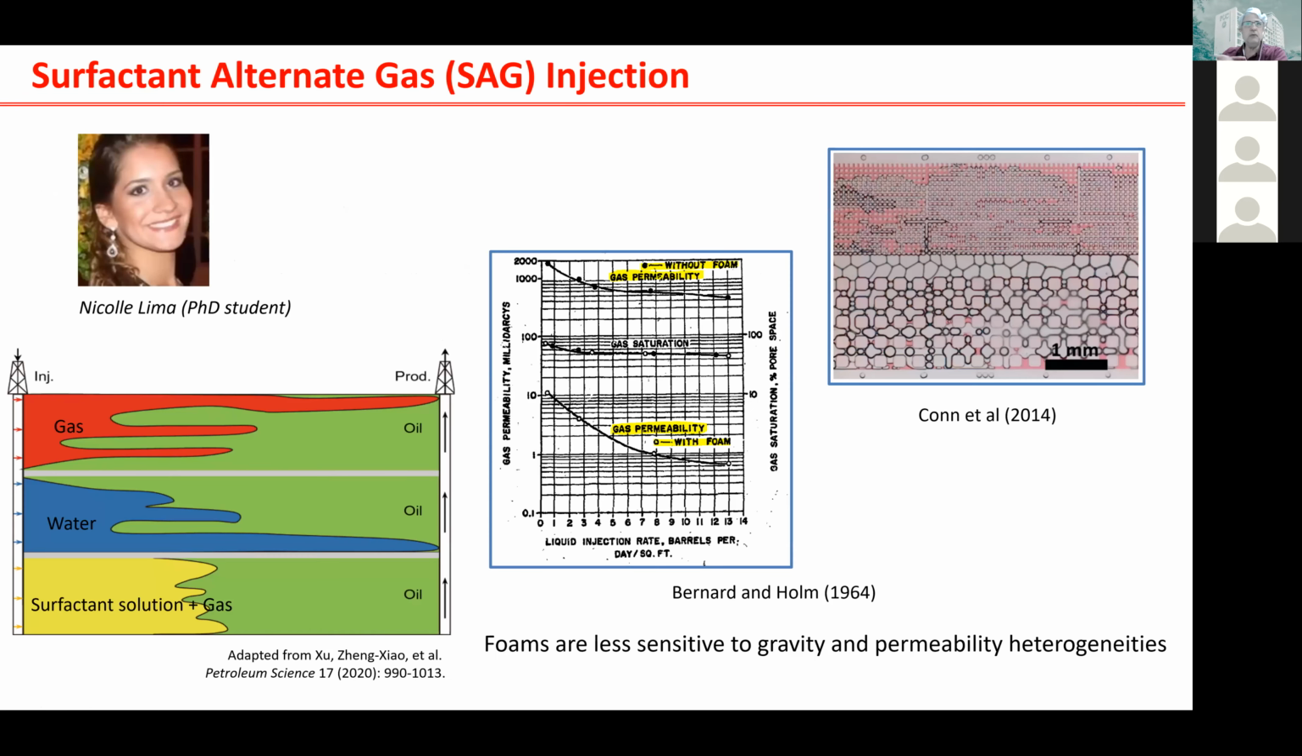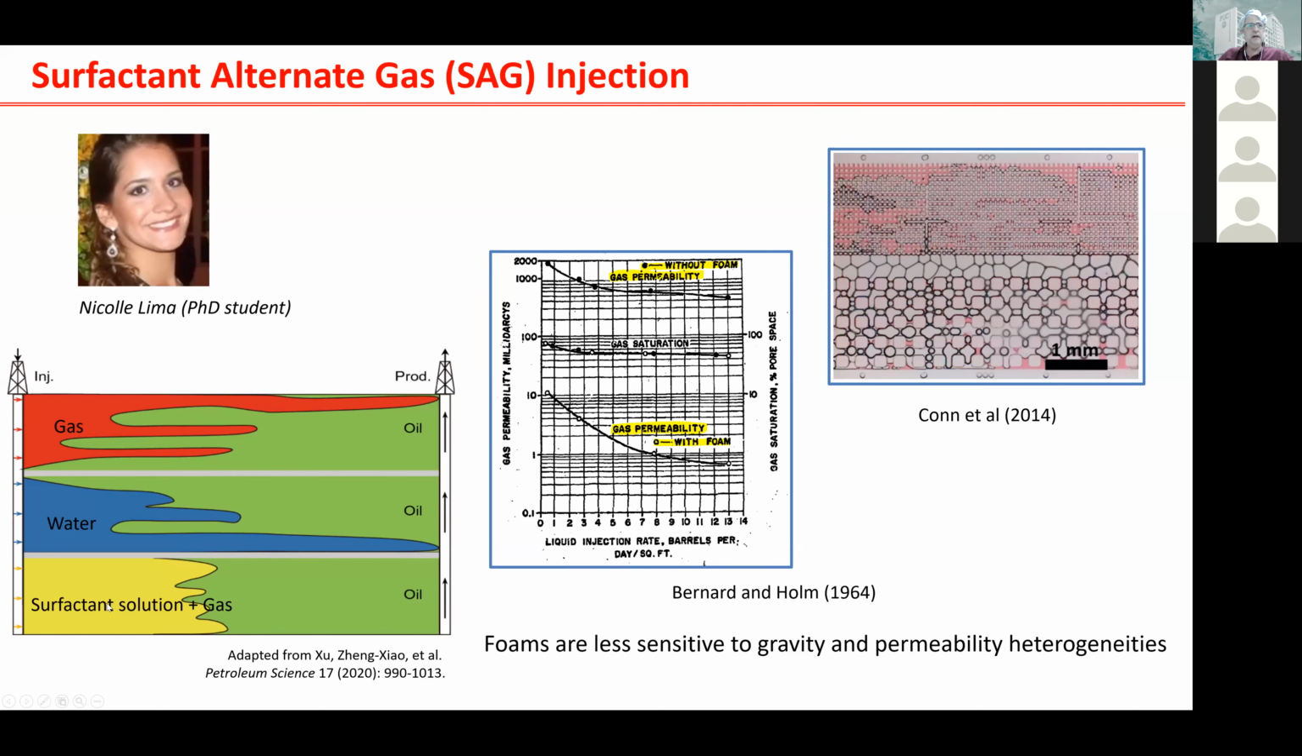So the second quick story that I have here is looking at the surfactant alternate gas injection. This is the PhD thesis of Nicole Lima. She's finishing up her thesis. The idea is that if you inject both water or gas, you're going to get viscous fingering because of the low viscosity of both water and gas, and you can also have gravitational segregation. So if you're injecting gas, it can flow up towards the higher part of the reservoir, and water can flow down.